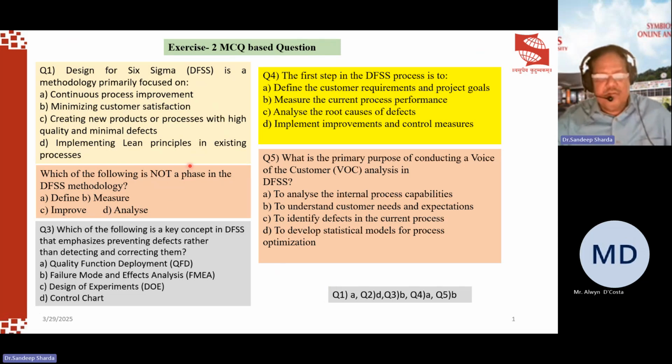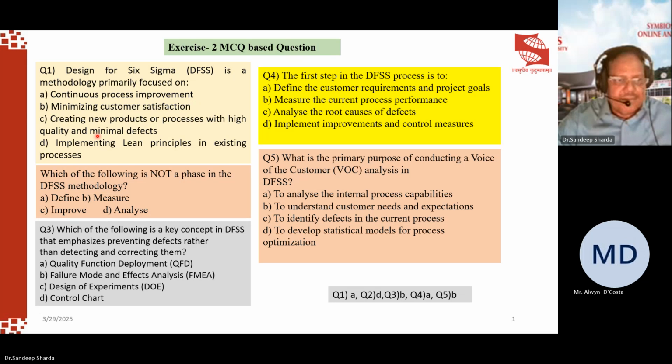Okay, we'll go quickly to the exercise. Design for Six Sigma is a methodology primarily focusing on minimizing customer dissatisfaction, implementing the lean principle into the existing process, creating the new product or the process with high quality and minimal defects. C is the correct answer. First is continuous process improvement. That is, A is the correct answer.